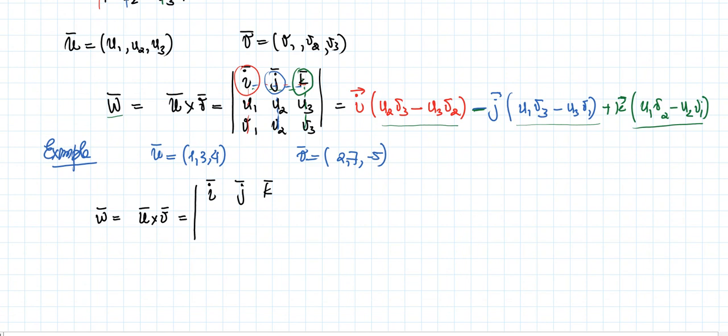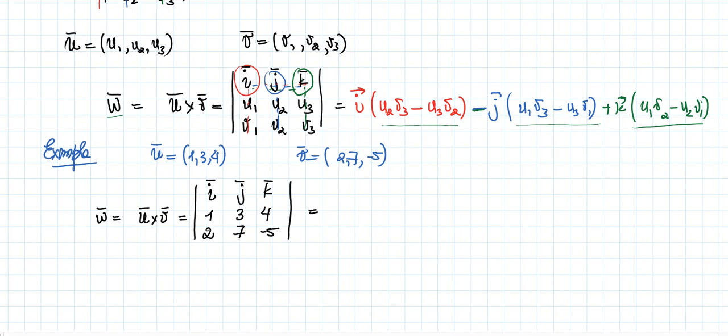On the second row, we need to write down the components of U, right? It is going to be 1, 3, 4. And on the third row, we need to write down the components of V. It is going to be 2, 7, and minus 5. Okay? Then we need to find the determinant of this matrix.